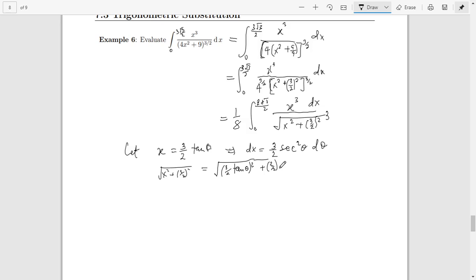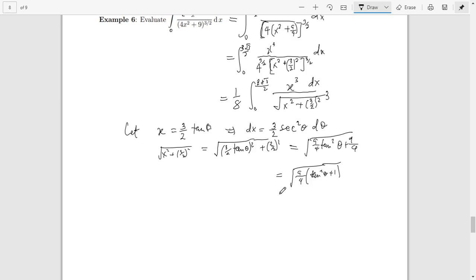squared plus 3 over 2 squared. In fact, 3 over 2 squared is 9 over 4, so maybe I'll just write it as that. This will be 9 over 4 tangent squared plus 9 over 4. We can factor out 9 over 4 to get tangent squared plus 1. And tangent squared plus 1, if you recall, is the same thing as secant squared. So we have 9 over 4 secant squared of theta, and we can now take the square root to get 3 over 2 sec theta.